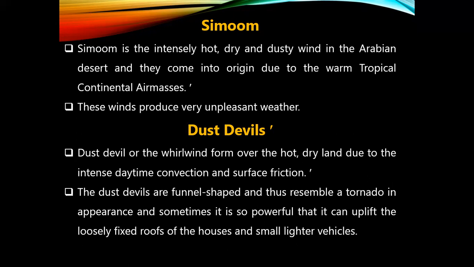The next is dust devils. Dust devils are whirlwinds formed over hot, dry land due to intense daytime convection and surface friction. The dust devils are funnel shaped and thus resemble a tornado in appearance, and sometimes they are so powerful that they can uplift the loosely fixed roofs of houses and small lighter vehicles.